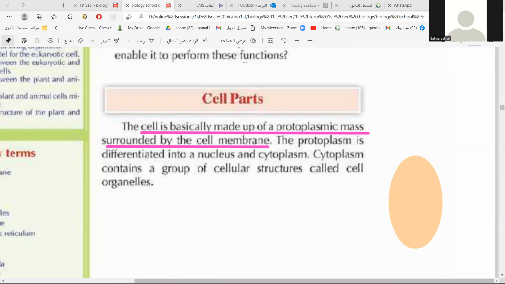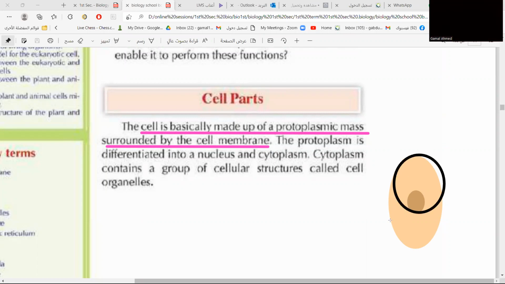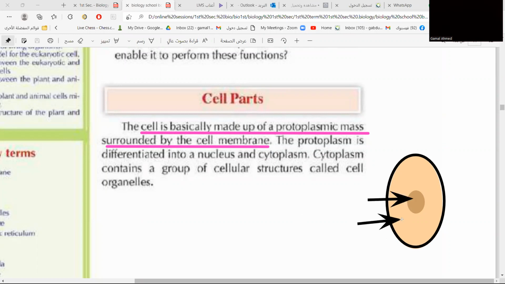The protoplasmic mass is made of the cytoplasm and the nucleus, and it is surrounded by the cell membrane and the cell wall like this. This is the protoplasmic mass which contains the nucleus and cytoplasm. This is the protoplasm.